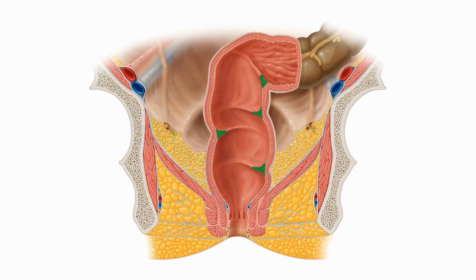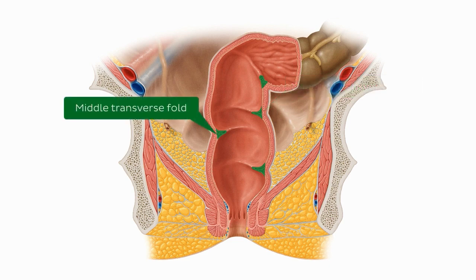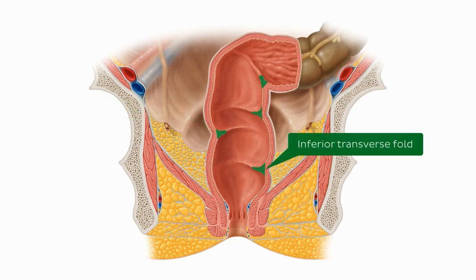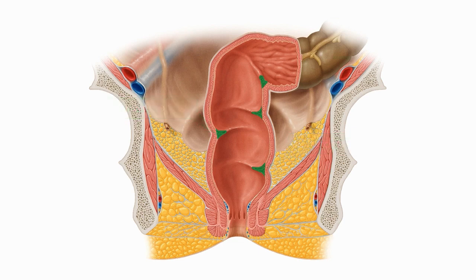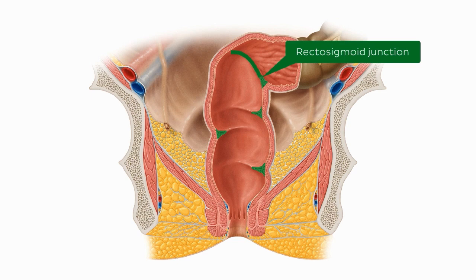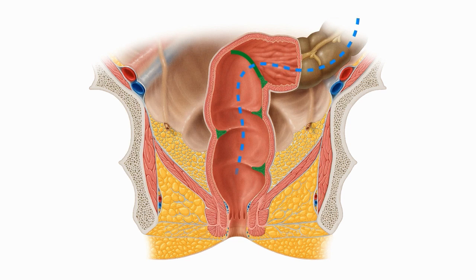Let's also name these green folds. So over here we have the superior transverse fold, over here we have the middle transverse fold, and down here we have the inferior transverse fold. And this little fold up the top just here marks the rectosigmoidal junction. One last thing before we finish with this image, I just want you to know that the movement of the feces through the rectum flows in this direction.